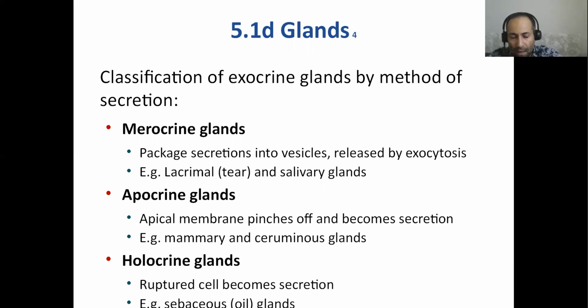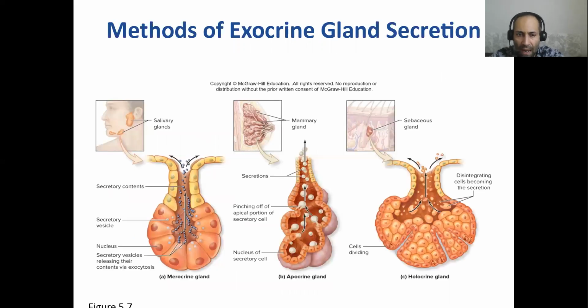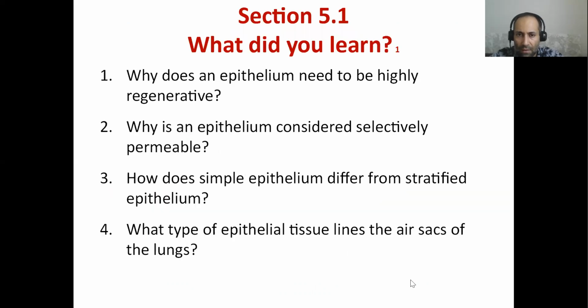And then finally, you have the holocrine glands, as we see here. And they actually, the entire cell ruptures to become the secretion itself. And some examples of holocrine glands are your oil glands or sebaceous glands, sebum, that is secreted on the surface of your skin and has antibacterial properties. So it prevents infection and dehydration of the skin. So here you're looking at the three types: merocrine glands, apocrine glands, holocrine glands.